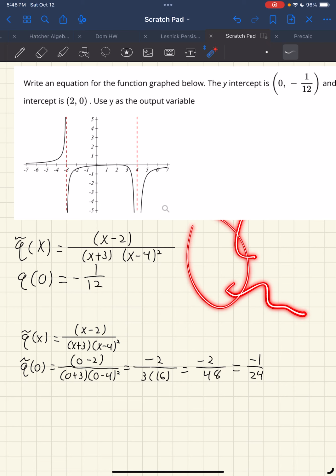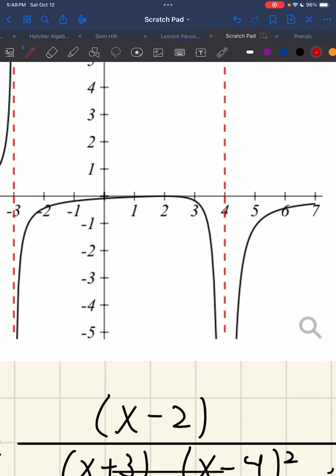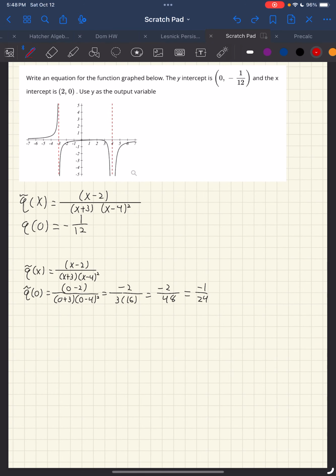Oh, can I not draw on that? That's kind of annoying. All right, well, guess we can't do that. I'll just do red pen. Okay, I can't draw on that image at all.